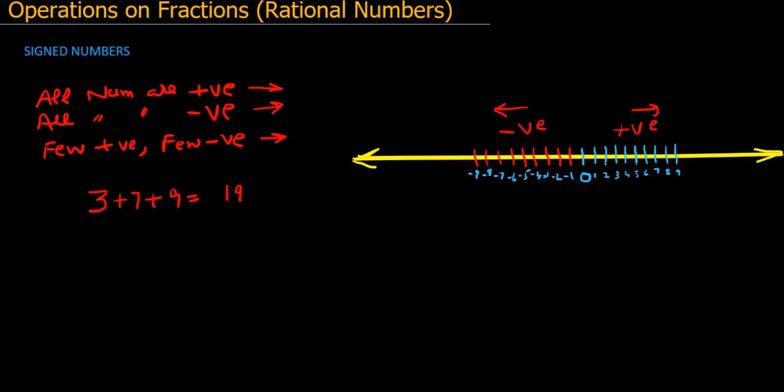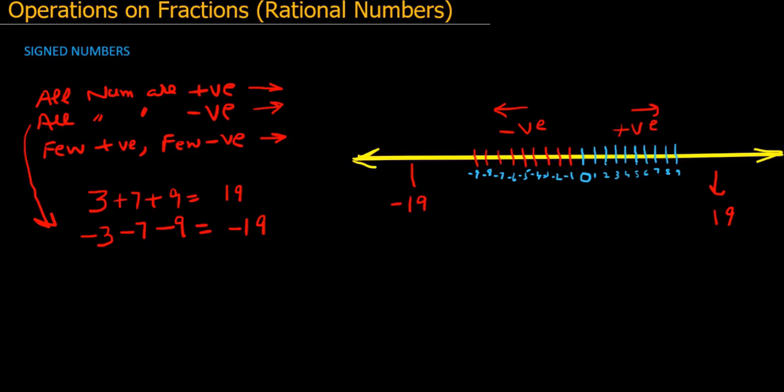And let me tell you one thing. When all numbers are negative, the situation is still the same. For example, all numbers are negative: minus 3, minus 7, and minus 9. What is the answer? Guess what? Still 19, but with a negative sign. So this 19 was on the right side of the number line, somewhere here, but this minus 19 is on the left side of the number line, somewhere here. So this minus 19 is a much lesser number, and 19 is a greater number.